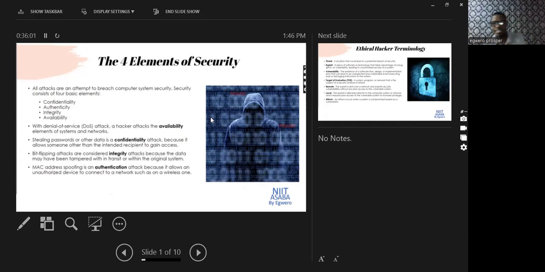So a way of citing different activities that could lead to any of these elements is what I've explained here. So with denial of service, DOS attack, a hacker attacks the availability element of a system and what? Network. That scenario that I gave the other time: you deliberately left your door open and the thief now enters. You are now shouting thief, thief. Who gave them access in the first place? You made the room available for them. You are supposed to deny them.